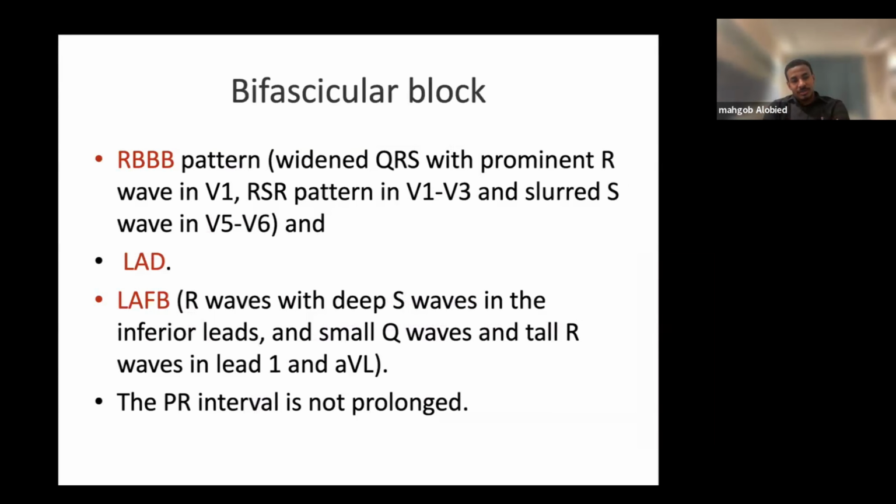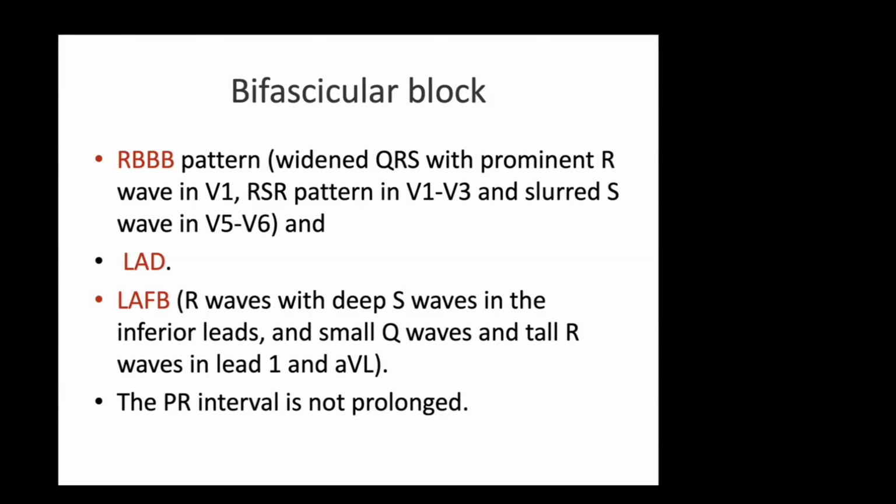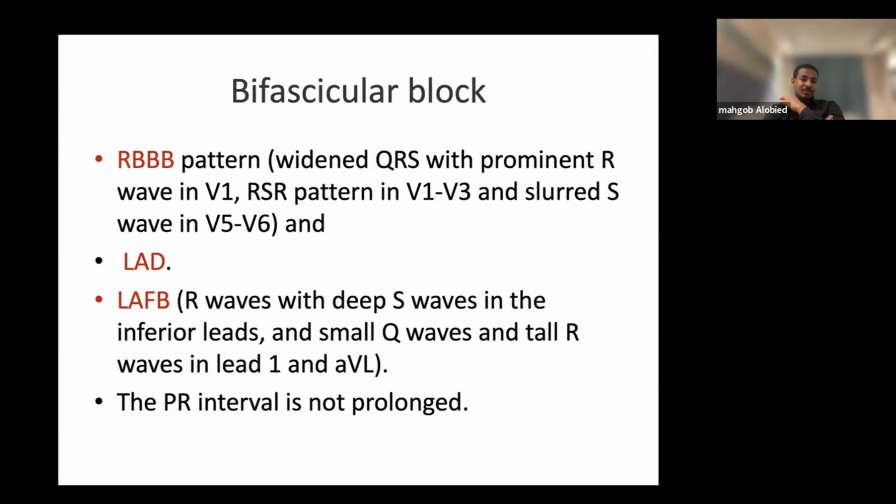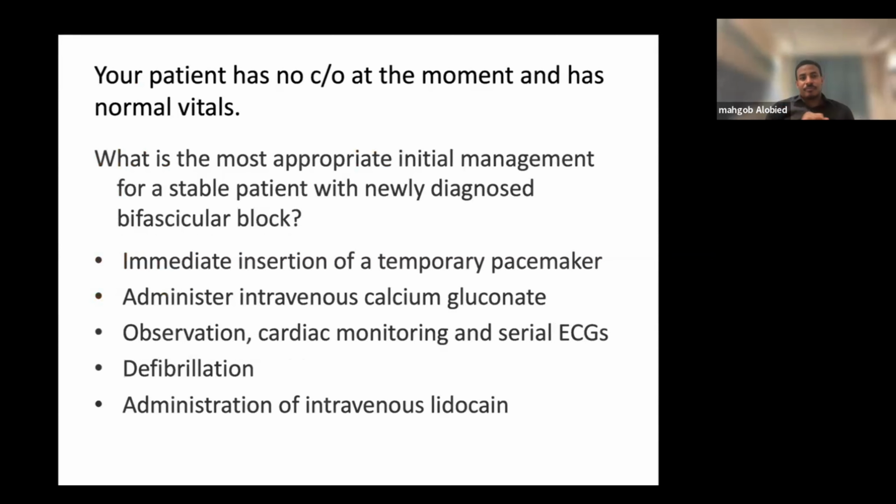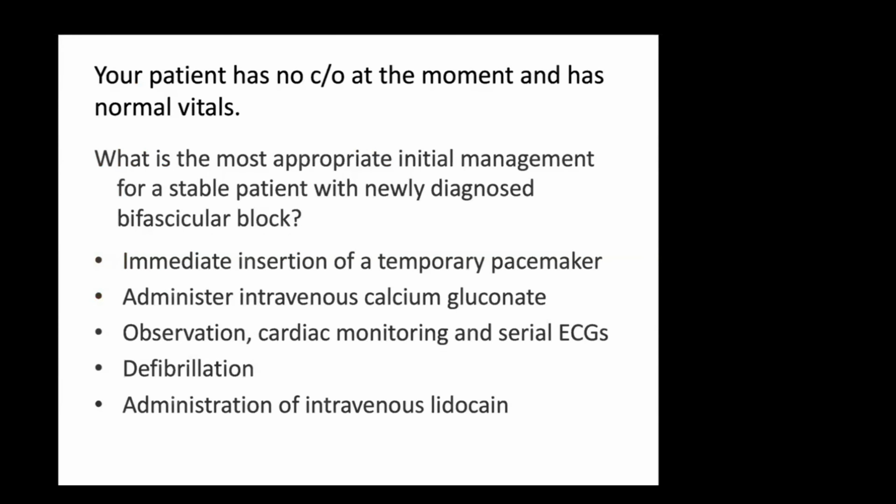Right, and you said the PR interval is not prolonged. What if the PR interval is prolonged? If the PR interval is prolonged, it counts as bifascicular with first degree heart block, or they refer to it as trifascicular block. Yes, trifascicular block. There are two types, true and false. Like true fascicular block, if you have Mobitz one or complete heart block, anything like that, it's true. Yeah, good.